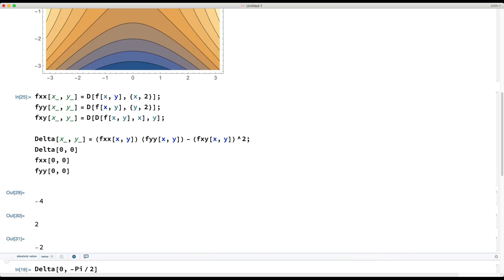Now, does it make sense that that's what they ought to be? What is fxx in this case, as a function, not numerically? What was the function? x squared minus y squared. What's the second derivative of that? 2. And then the other one would be minus 2. So they happen to be constant functions.